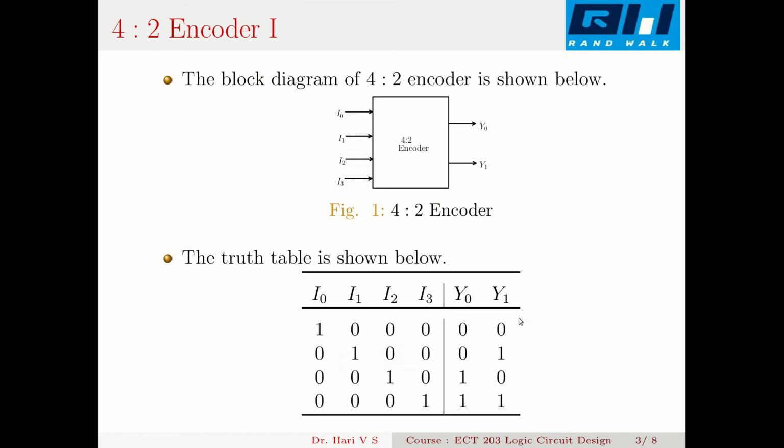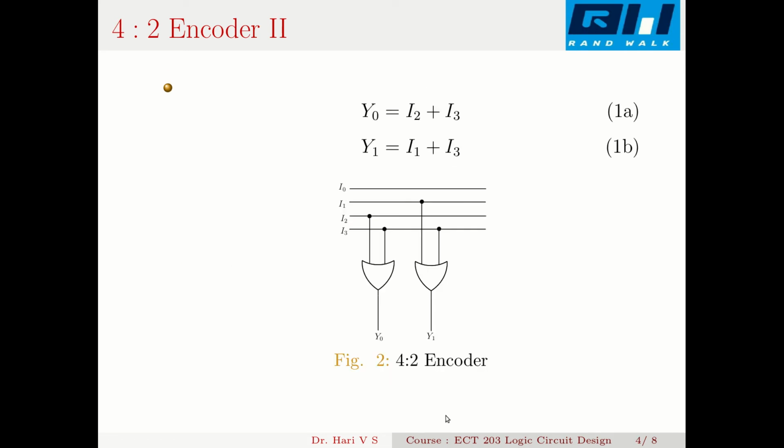Now this Y0 can be easily designed. As you can see, it is 1 for these two cases, when I2 is 1 and when I3 is 1, so Y0 is I2 OR I3. And Y1 is I1 OR I3: when one of the inputs I1 or I3 is high, then Y1 is high. This is a very simple design.